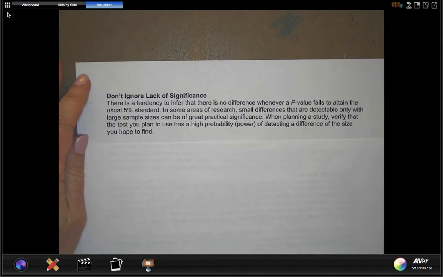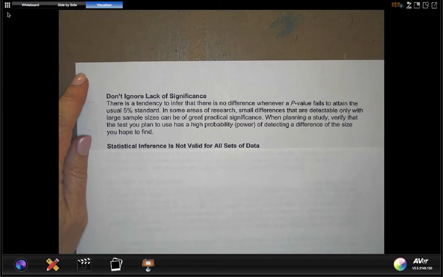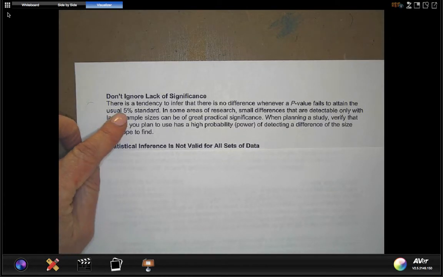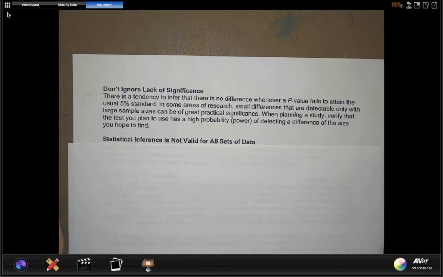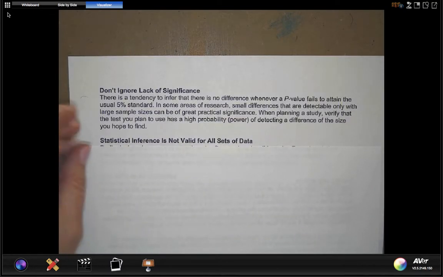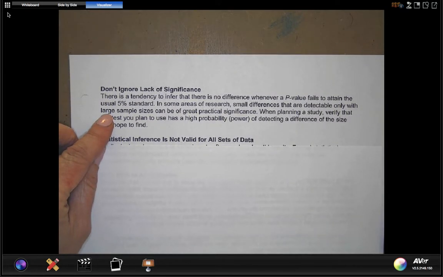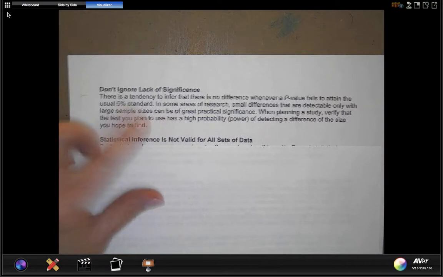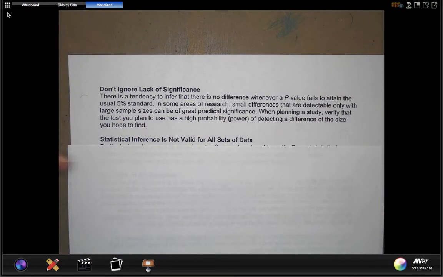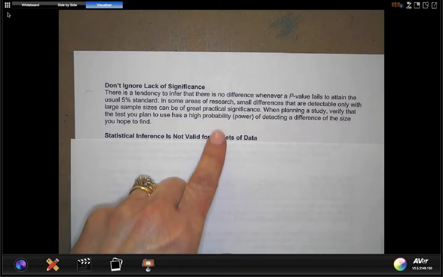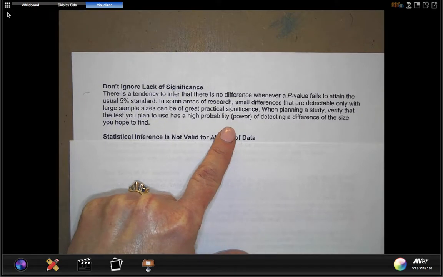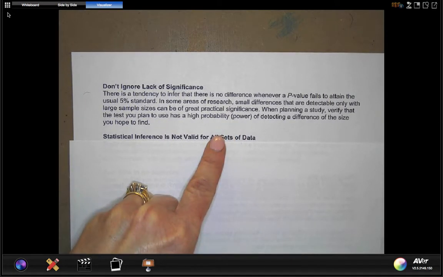All right, don't ignore lack of significance. That 5%, that alpha of 0.05, is used a lot. And sometimes, like we just saw, you can only detect differences with a large sample size. And maybe, depending on what you're studying, a small difference, so maybe a difference of 0.9, is a big deal. So if you were designing a study, you want to make sure that you have a high power of detecting the difference in the size that you have.